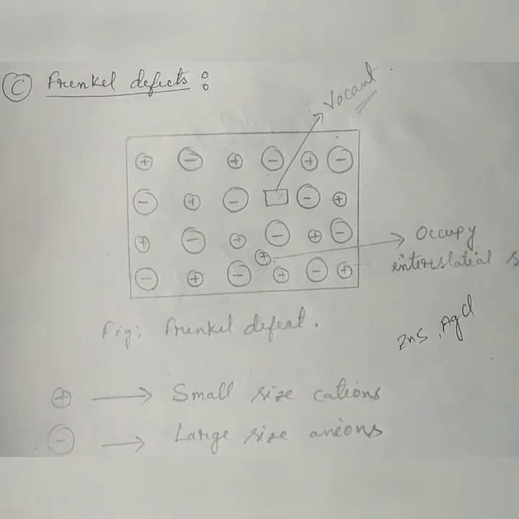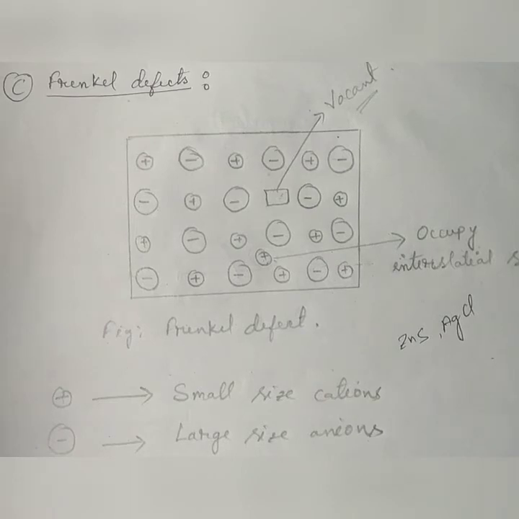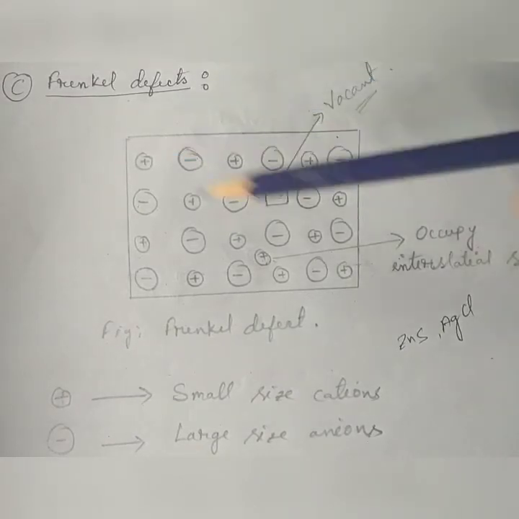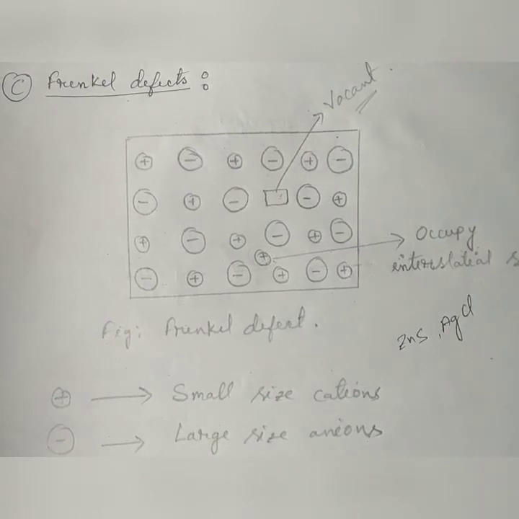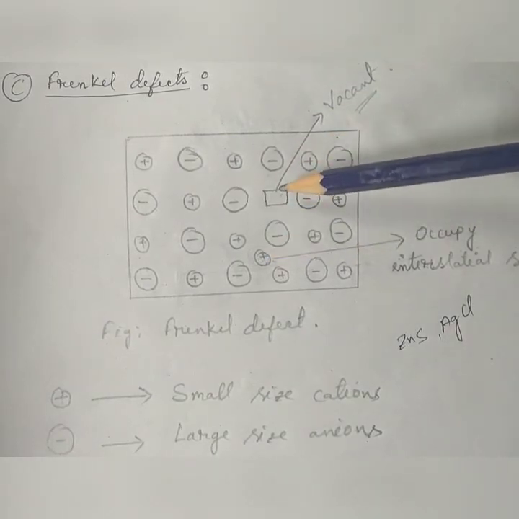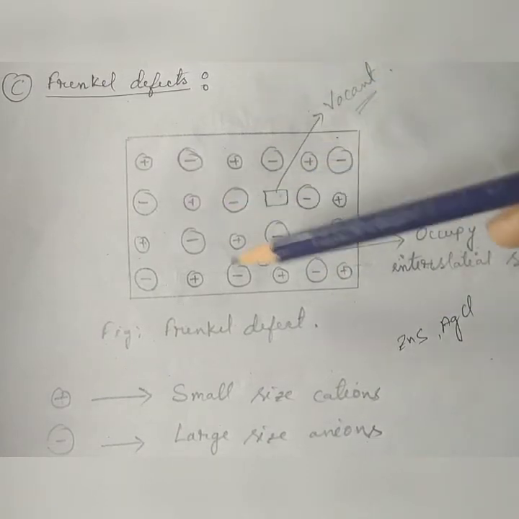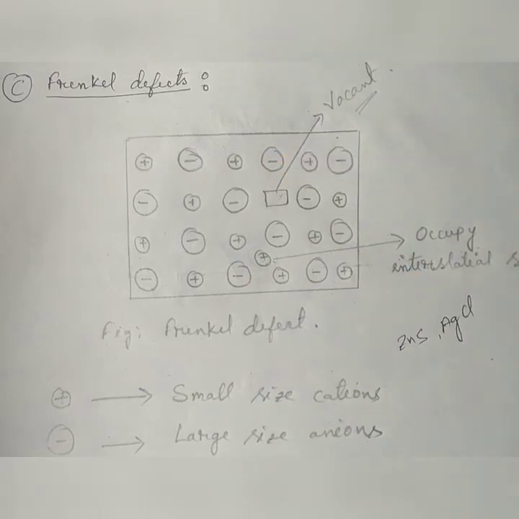Due to the Frenkel defect, the density of the solid will remain the same. That means the density will not change, because the number of cations and anions will remain the same. Although this positive charge dislocates from this position, it is still there in this structure. So the number of positive and negative charges remains the same, so the density also remains the same.